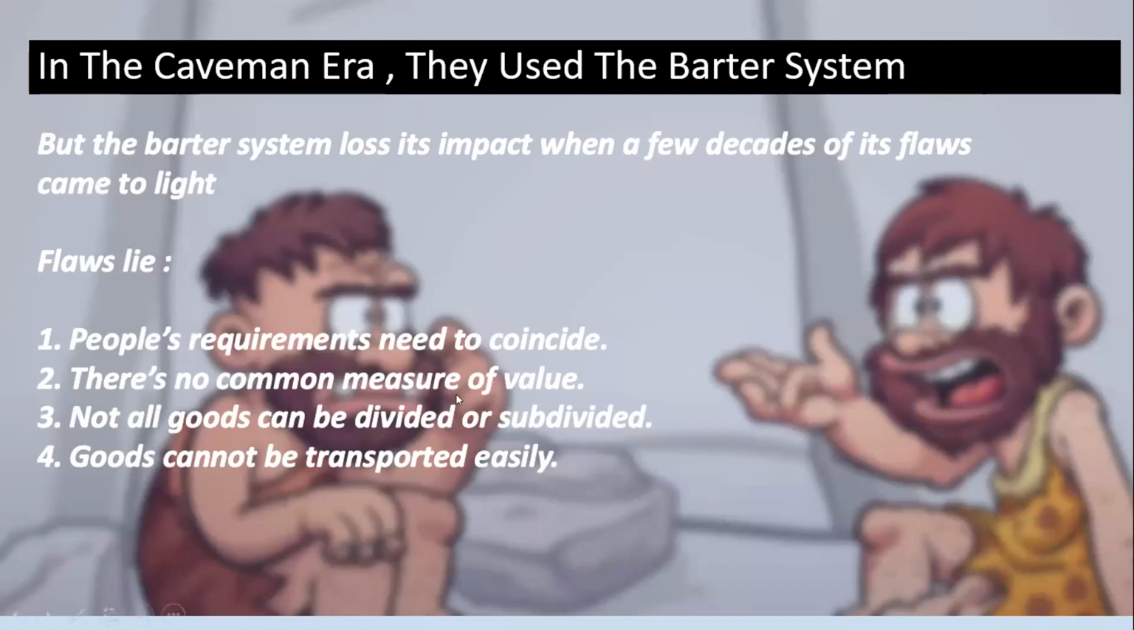And there was no common measure of value. Since there is no common measure of value in terms of which the value of a commodity can be expressed, there is a problem when you have to decide how many apples you are ready to trade for one orange or for a mango.